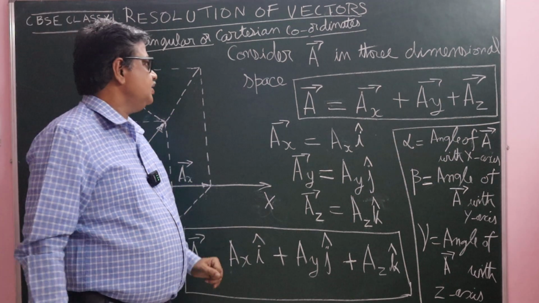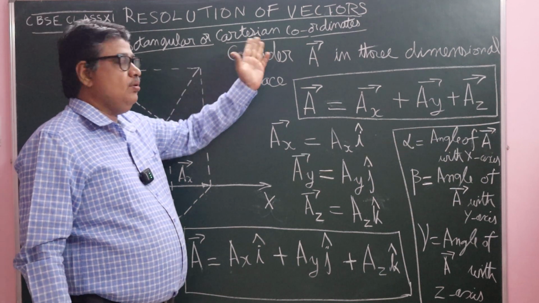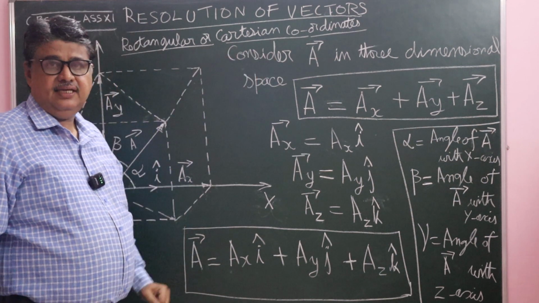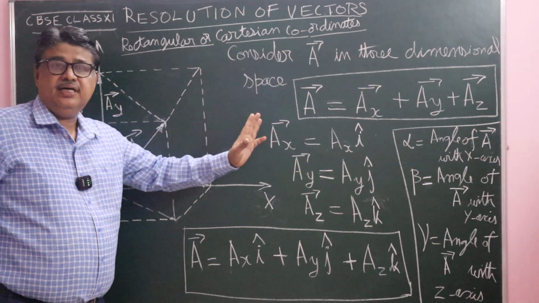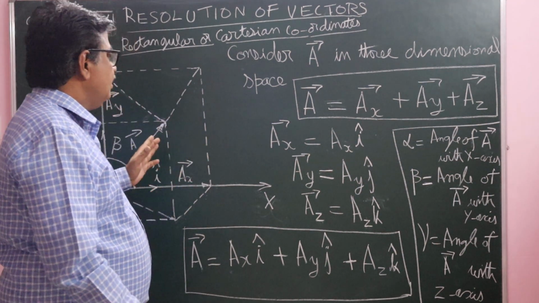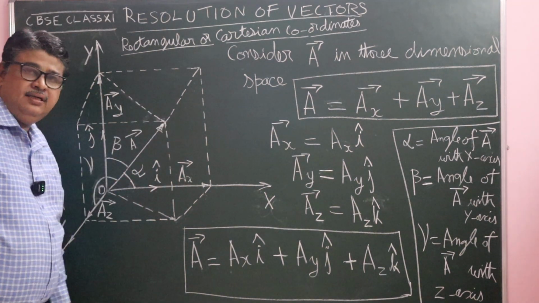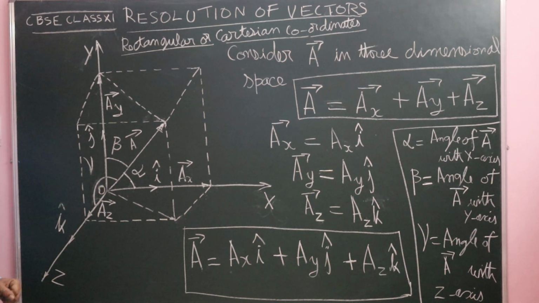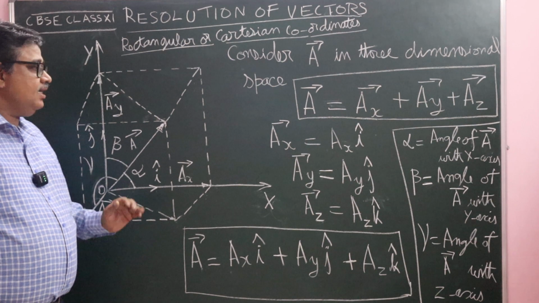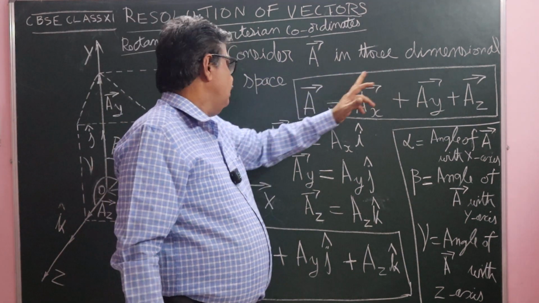Resolution of vectors in rectangular or Cartesian coordinates. Now let us see the resolution of vectors in rectangular or Cartesian coordinates. It looks like a rectangle, therefore it is called rectangular coordinates. Now here consider a vector in three-dimensional space.